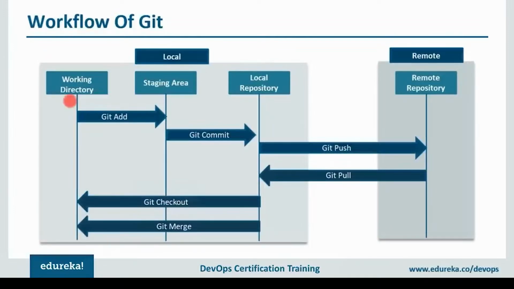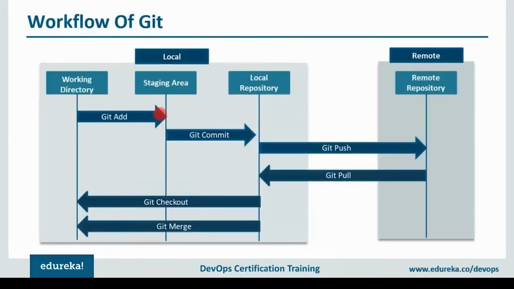Now, what I'll do is perform the git add operation here. Because of this git add operation, whatever was there in the working directory has been put into the staging area. You can visualize the staging area as the place between the working directory and the local repository.